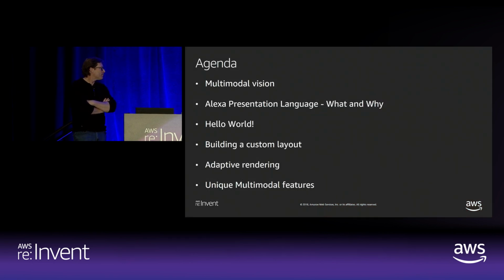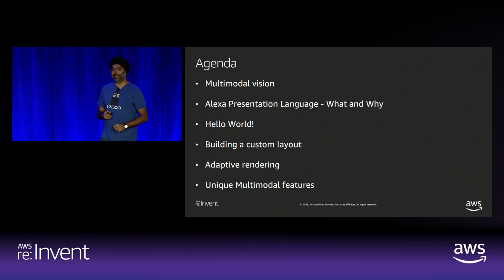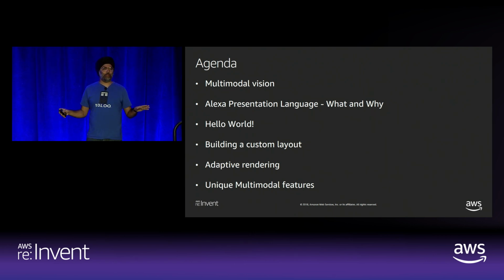All right. So a little bit of time on the agenda. We are going to look at the multimodal vision, do some conceptual stuff, talk about how we got here. I mean, I walked over from Vidara, but that's not what I'm talking about. How we rhetorically got here, the journey, why Alexa Presentation Language exists, what it does, a hello world sample, because every technology has to have a hello world sample. And then we're going to move into building a more custom layout, or rather inspecting Steve's custom layout, which he has graciously offered to demonstrate, much more real world than my hello world sample.